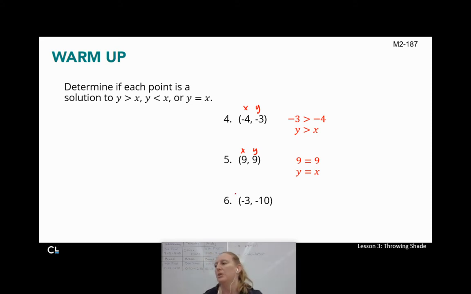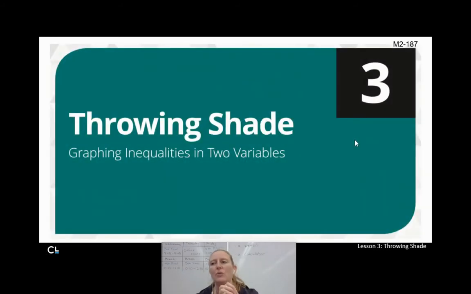And last but not least, number 6, my x-coordinate is negative 3. My y-coordinate is negative 10. So negative 10 is less than negative 3. I hope you caught that. More negatives is less, right? So negative 10 is to the left of negative 3 on a number line. It means negative 10 is less than negative 3. So y is less than x. Awesome. Good job. Yay.